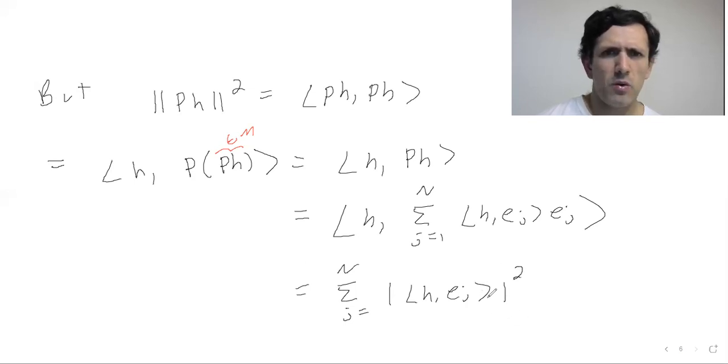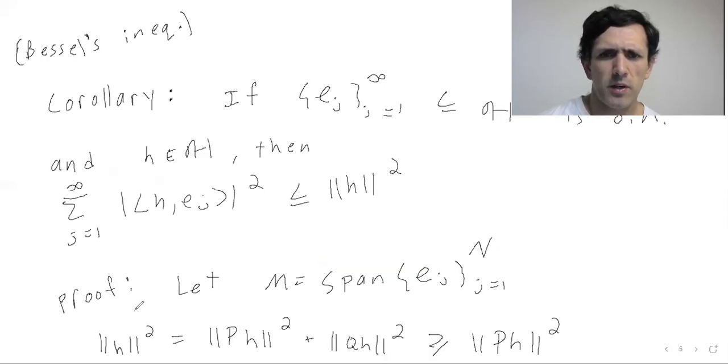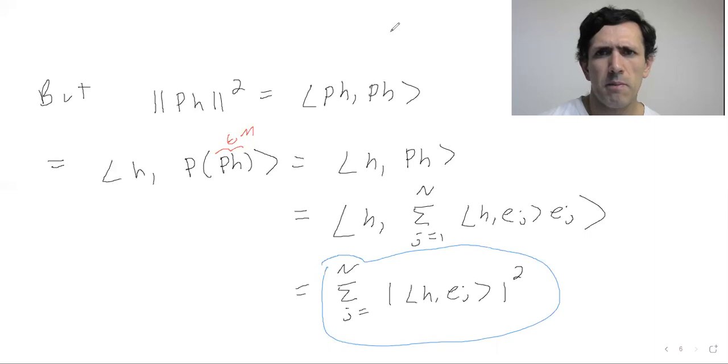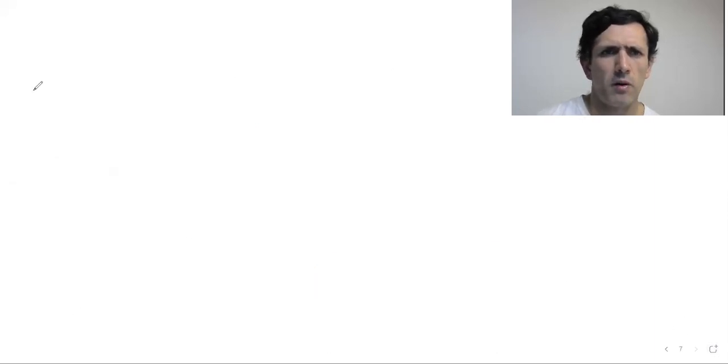All right, so what do we have here? We have this quantity here, for any big N whatsoever, is less than or equal to the norm of h squared. So now all you do is let big N go to infinity. No harm there.